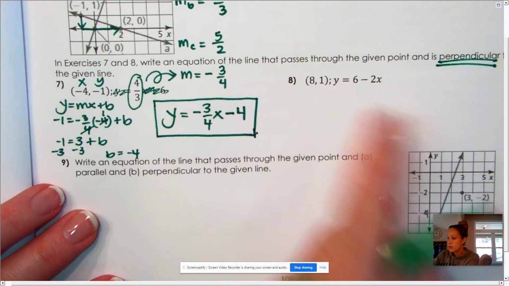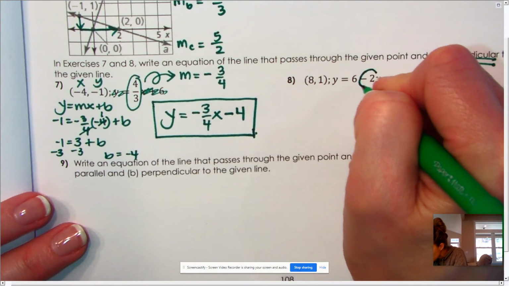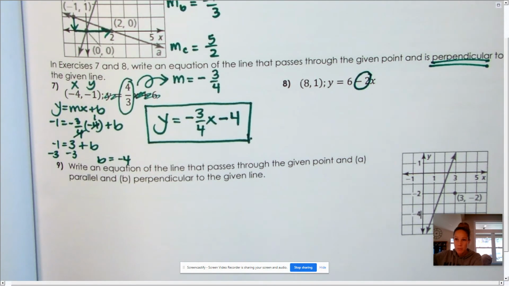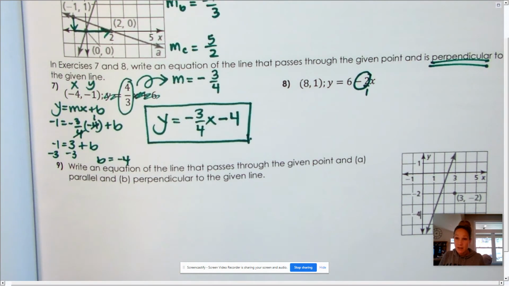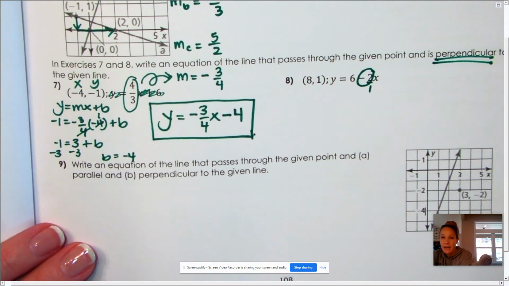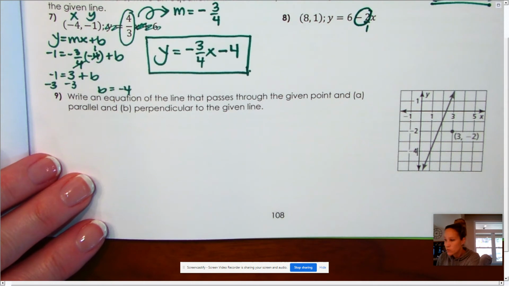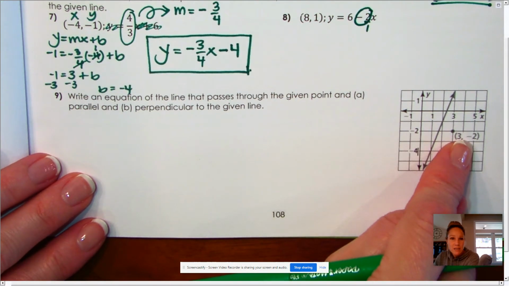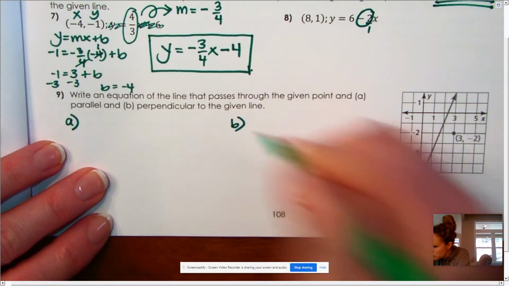All right, you guys are going to try number 8 on your own. Be careful here, though, because this is the m that you're going to switch and flip over. This is like 2 over 1. We're always looking for whatever's stuck to the x when y is by itself. That's the slope. Question number 9 says, write an equation for the line that passes through this given point and is parallel to the line and is perpendicular to the line. So 2 separate problems. A is parallel, B is perpendicular.